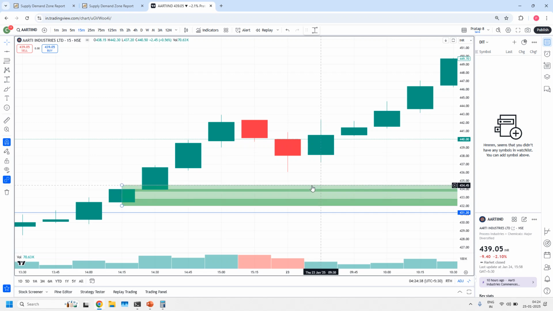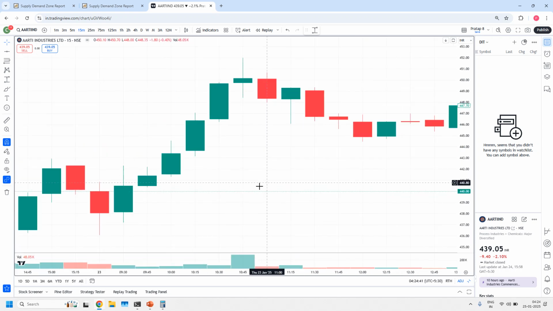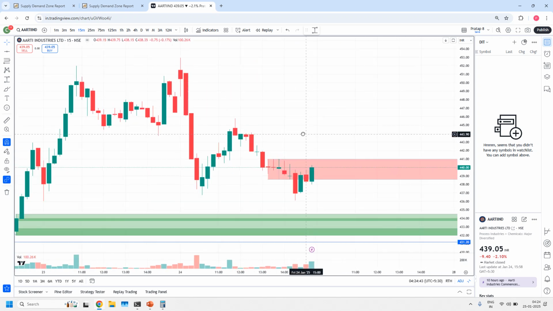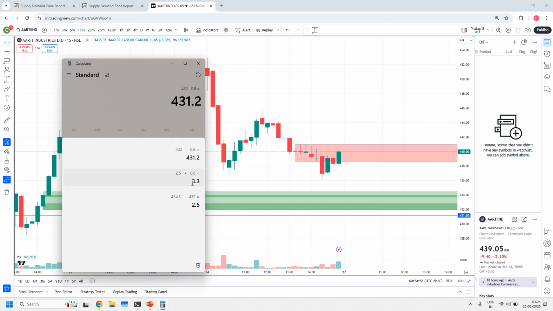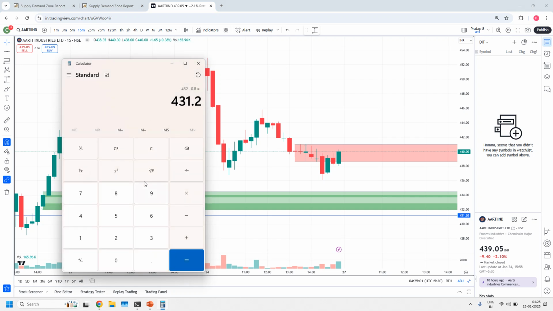Let us assume this is your entry. If this is your entry, and this is your stop buffer, what could be the risk now? What was the risk we calculated earlier? 3.3 was our risk. Okay, 3.3. Because it is short term trading, if you want to take one future slot, what could be the risk?